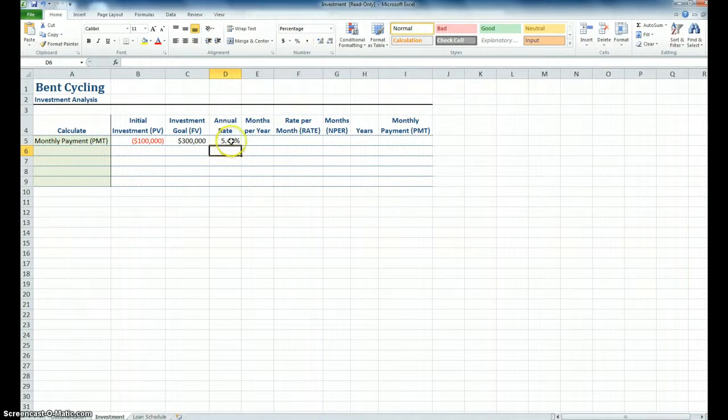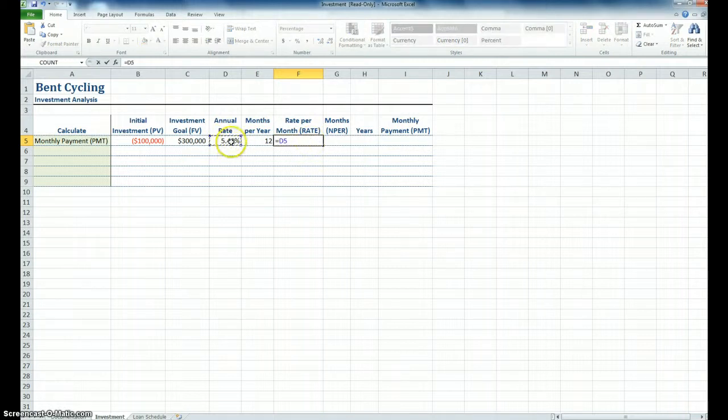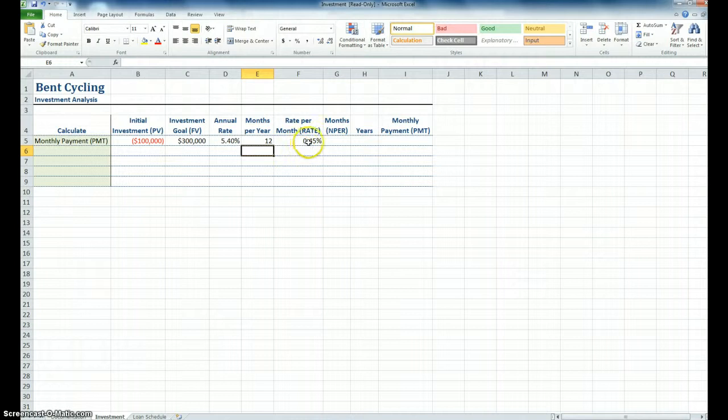So what I have to do is figure out what the monthly interest rate is. Here in E5, I believe the instructions say to enter 12 because there's 12 months in a year. And so here I'm going to put a formula that's going to divide 540 by 12 to give me my monthly rate. It's pretty simple. However you want to do it, I don't care. Okay, so the monthly rate is 0.45%.